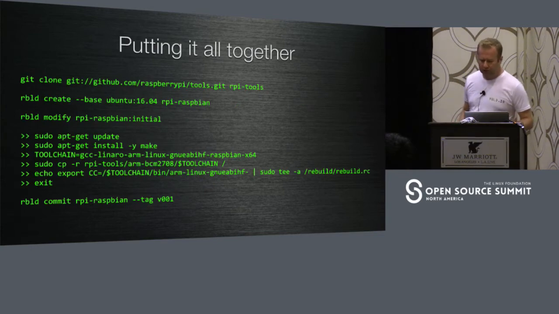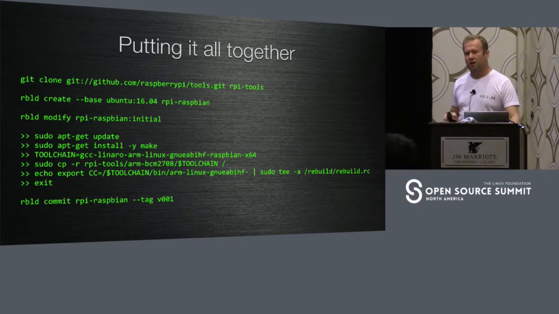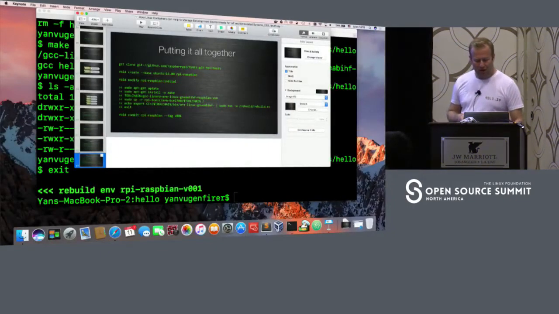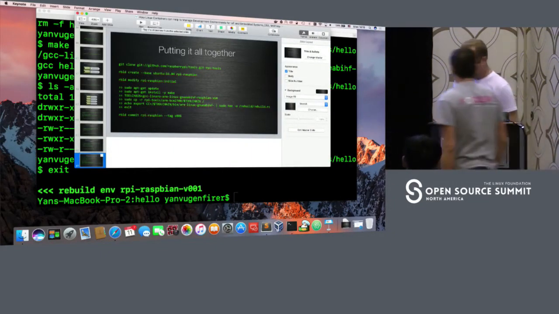So let's put everything together and see how we can create the environment that you used in the first demo to compile our demo for a Raspberry Pi. How we can create it from scratch. So Dmitry will help me here as well.